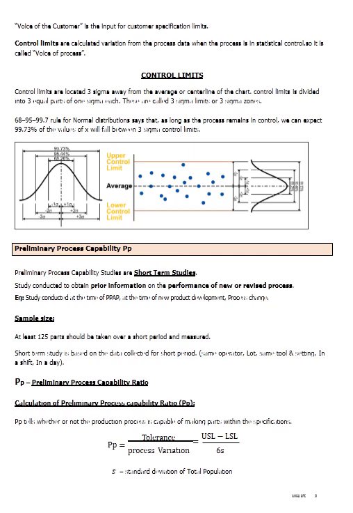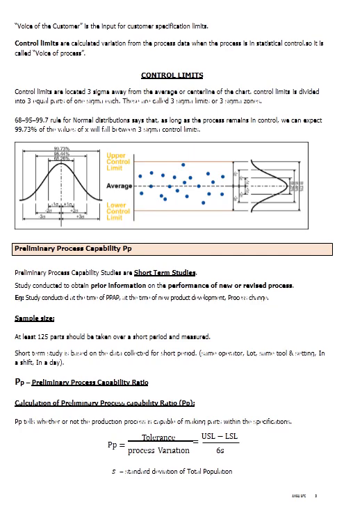Control limits are calculated from the variation in the process data when the process is in statistical control, so they are called the voice of the process. Control limits are located 3 sigma away from the average or central line of the chart. The distance is divided into 3 equal parts of 1 sigma each. These are called 3 sigma limits or sigma zones. The 68, 95, 99.7 rule for normal distribution says that as long as the process remains in control, we can expect 99.73% of the values of X to fall between the 3 sigma control limits.